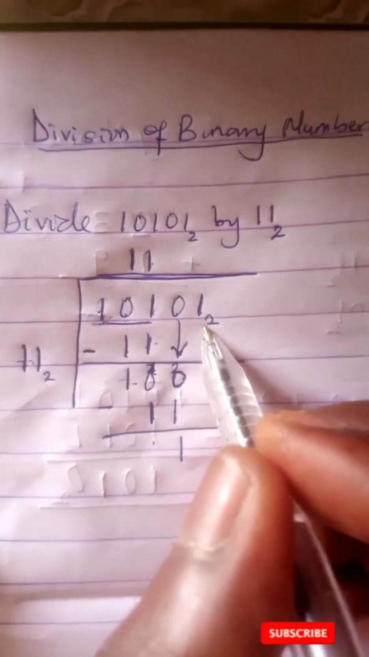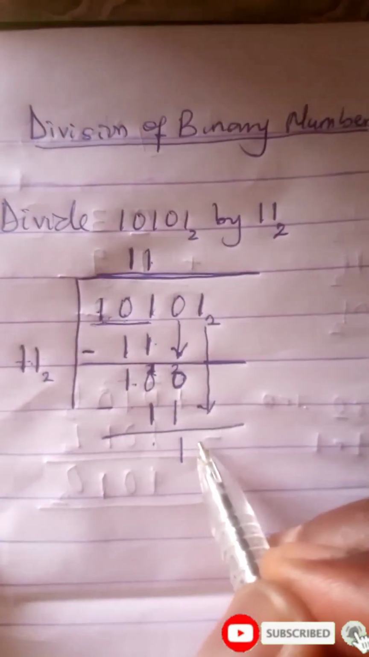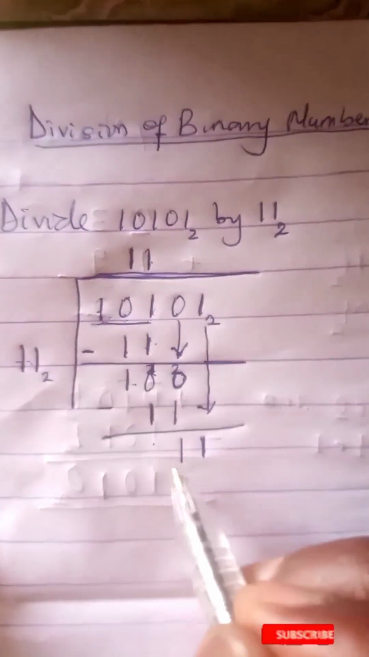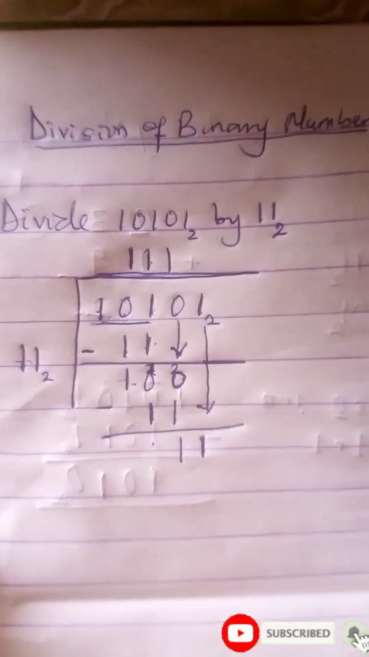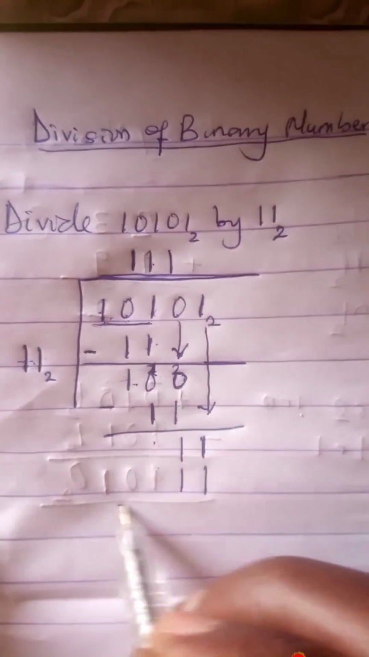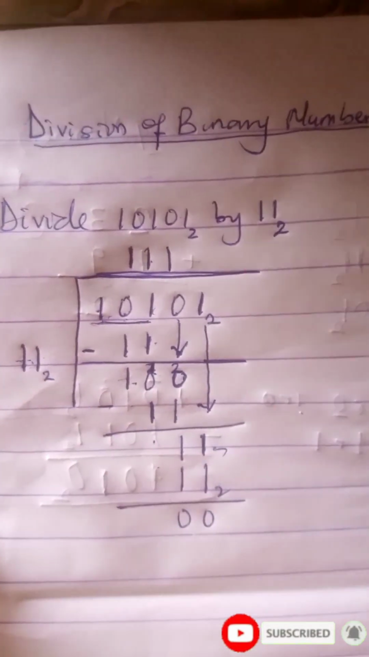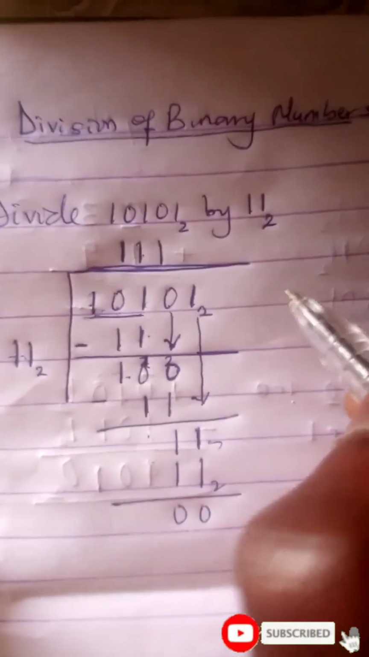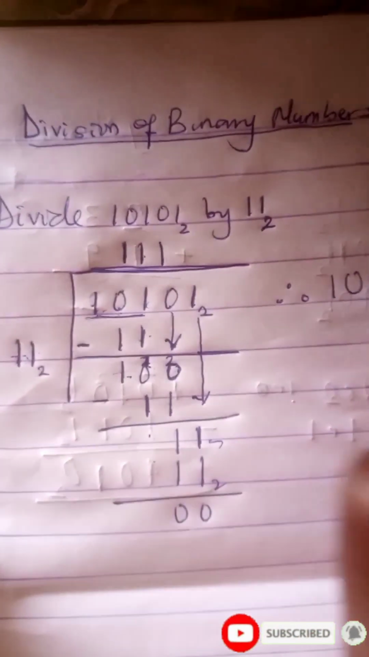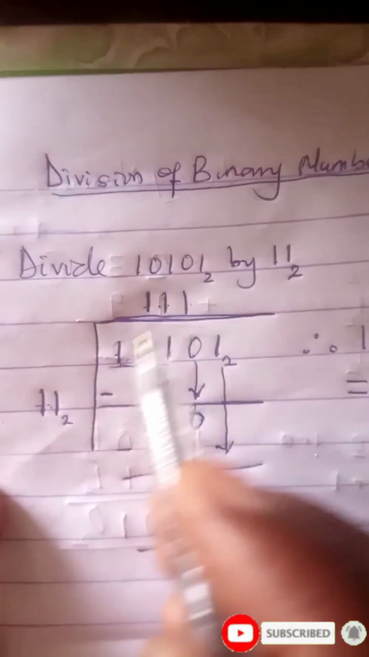Now we are left with this one. You bring it here, 1. Now 1 1 in 1 1 is also 1, which means we have gotten to the last part, since we don't have anything to divide again. Therefore, 1 0 1 0 1 divided by 1 1 in base 2 is equal to 1 1 1 in base 2. That is our final answer, 1 1 1 base 2.